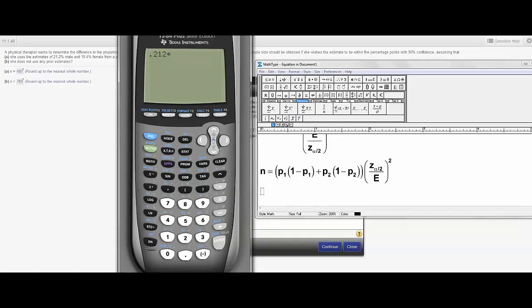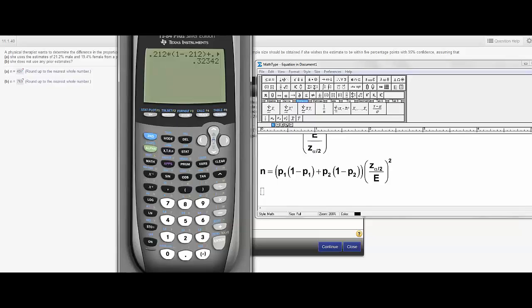0.212 times 1 minus 0.212, plus, and then the 19.4, so 0.194 times 1 minus 0.194. Okay, so that gives us what's called a pooled p-hat. That's fine. Well, it would be if we knew n, so we don't know n yet. Okay, so that's this lovely little chunk here, this piece.